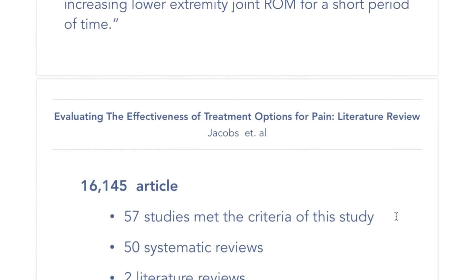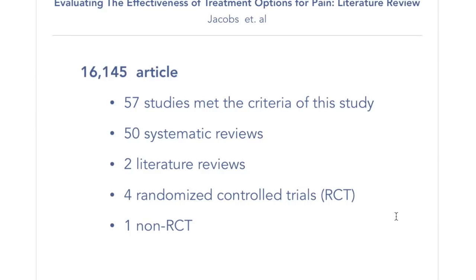So what is the solution? Let's look at a study done on different modalities, and that will help us answer this question. This study evaluated the effectiveness of treatment options for pain. This is a literature review. The researchers in this study looked at over 16,000 articles. They looked first at systematic reviews, because that's the most reliable source of information that we can get for clinical decisions. Systematic reviews did the homework of studying hundreds and thousands of studies to come to the conclusion. So they did the legwork.